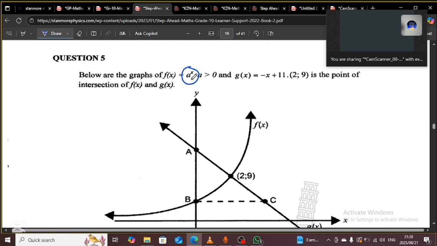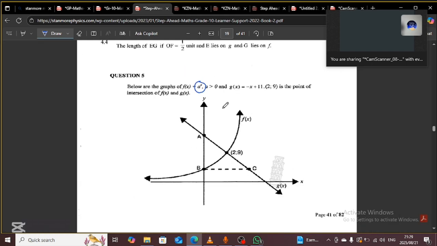About this A here. I'm talking about this A that I circled. You see this A that I circled? Yeah, find it for me.